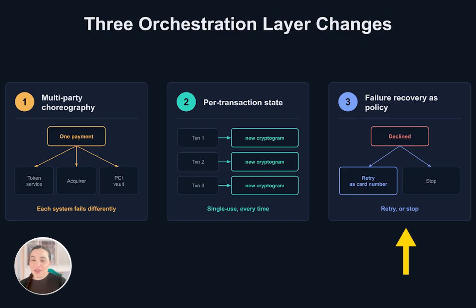And third, failure recovery as policy. Tokenized transactions sometimes fail in ways a retry would fix. Knowing when a tokenization call has failed, when to fall back from the network token to the card number, and when to just stop. That's intelligence the orchestrator carries, so your app doesn't have to. So for the rest of this video, let's actually watch the orchestrator do that work, one flow at a time.